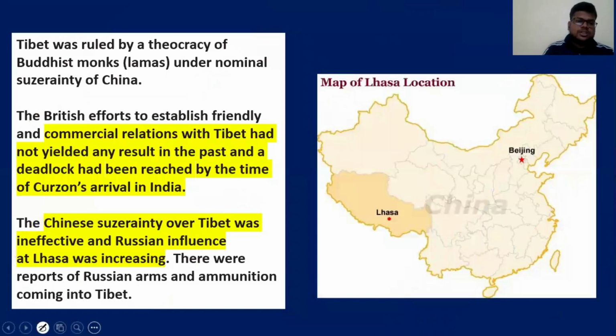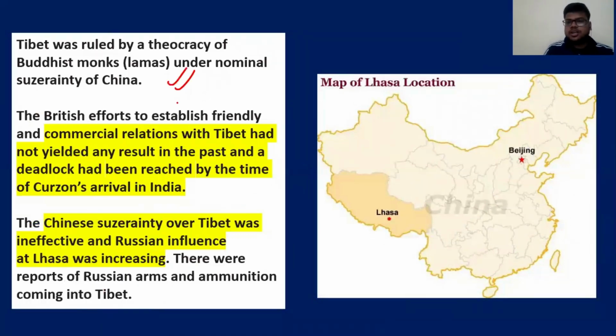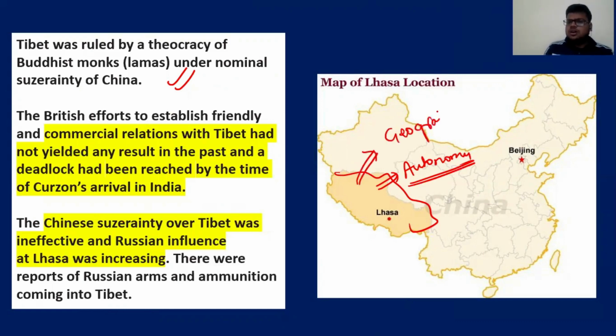The Anglo-Tibet story: Tibet was ruled as a theocracy of monks under the nominal suzerainty of China. So China is there, but Tibet enjoyed a lot of autonomy. They've always enjoyed a lot of autonomy. Okay, because it was a very different kingdom. It has very different geographical features, very far away from mainland China.